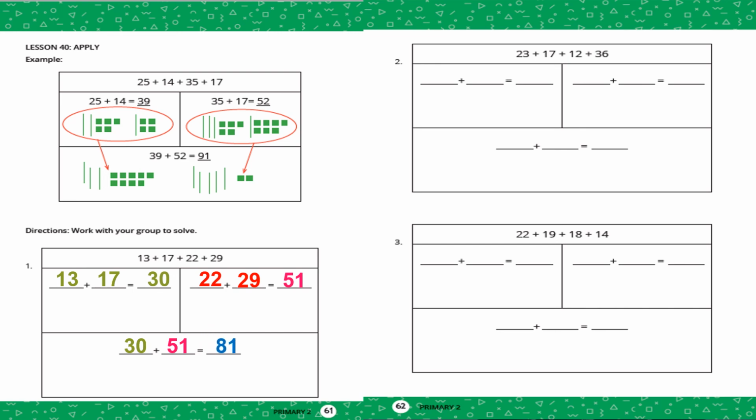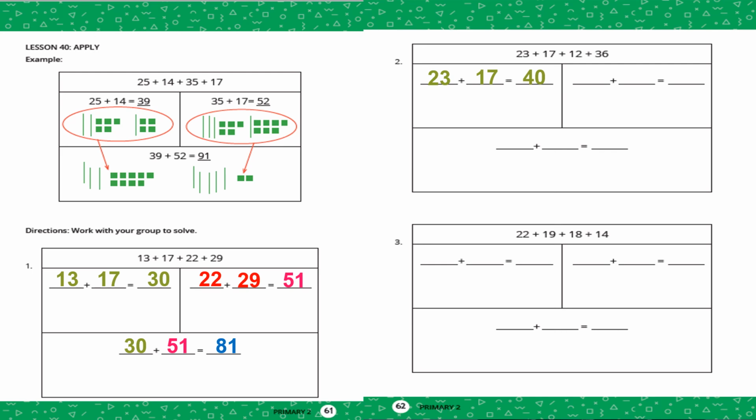Number 2. 23 plus 17 plus 12 plus 36. First, we will put the first 2 numbers together. 23 plus 17. 3 plus 7, after 7: 8, 9, 10. We will put 0 and carry up 1 in tens. 1 plus 2 equals 3. 3 plus 1 equals 4. So it will be 40.